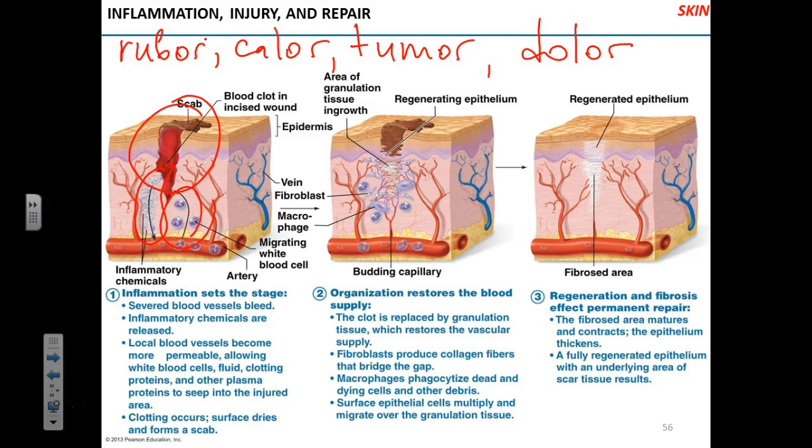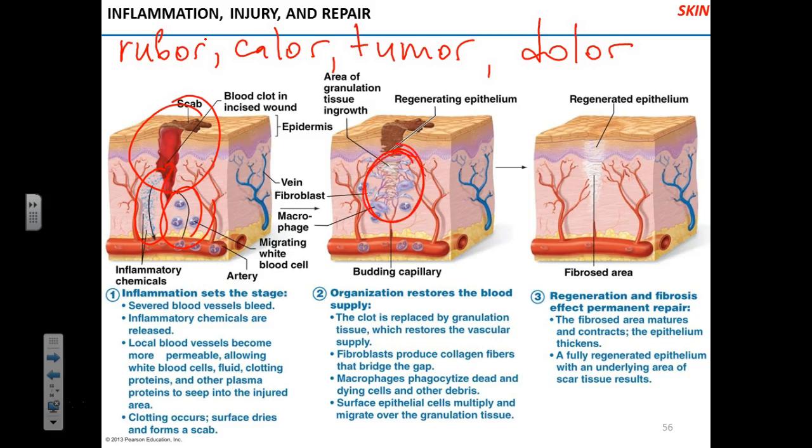Now, I've got all that going on. Now, what happens next? Next, you need to repair the cut. So inside of the clot, the red blood cells, dead white blood cells, and platelets are slowly destroyed and replaced by so-called granulation tissue, which is produced by fibroblasts. Fibroblasts also produce collagen fibers, and collagen fibers start to close the gap that is created by the cut.